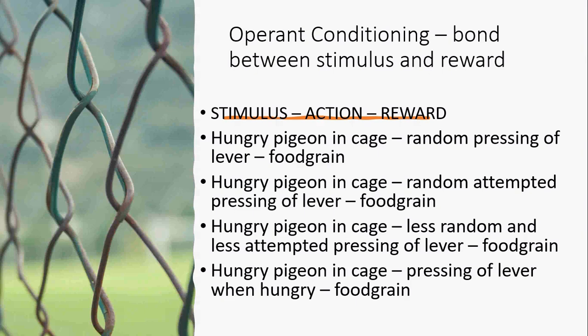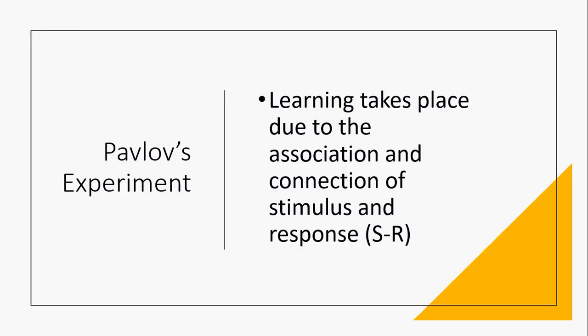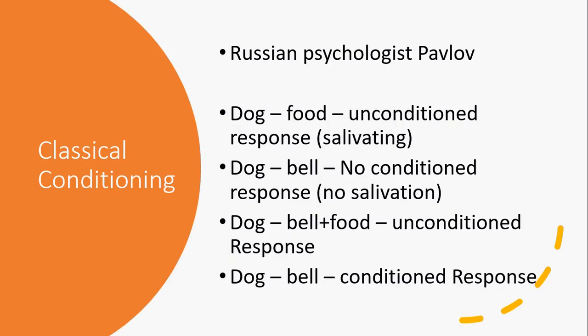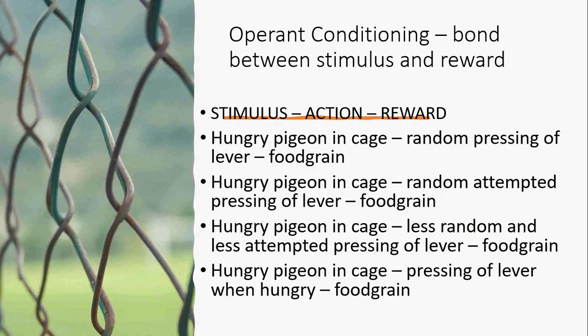Now, under behaviorist perspective, I said there are two types of conditioning. We just looked at one, and now we are looking at the second one. In the previous slide, we talked about classical conditioning, and now we move to the operant conditioning. Here, remember the three words: stimulus, action, reward. In the previous one, you had stimulus and response. Now, take each of this: stimulus, action, reward.